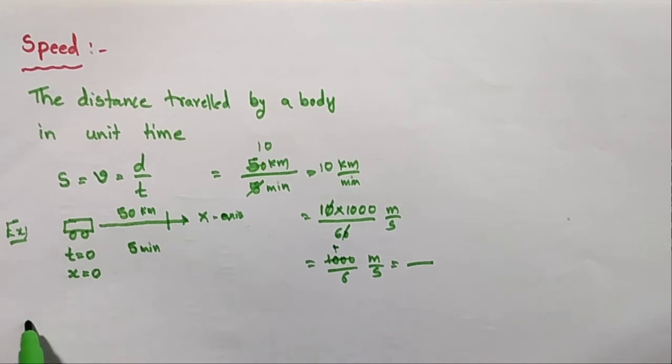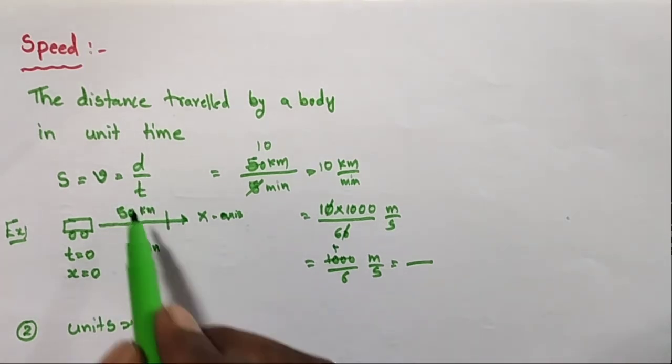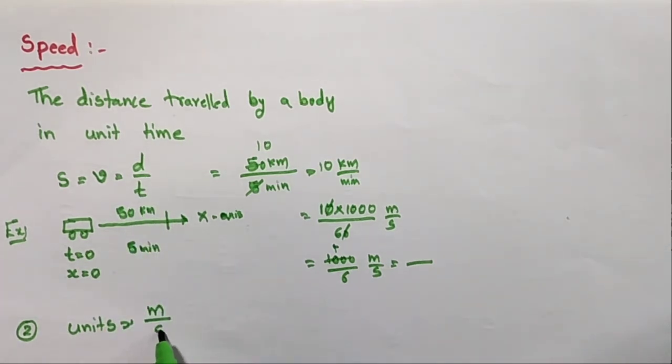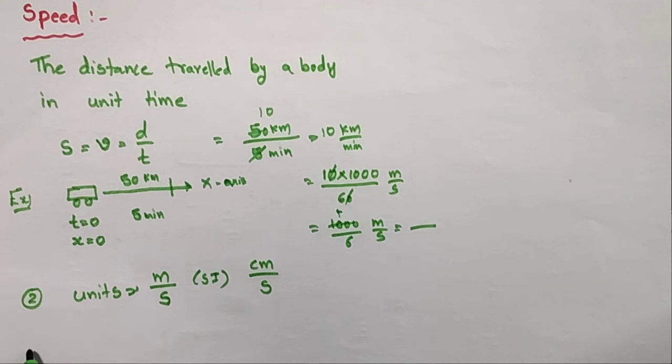And the second point: what are the units of speed? The distance is measured in meters, and time in seconds. This is the SI unit. And the CGS unit is centimeter per second.